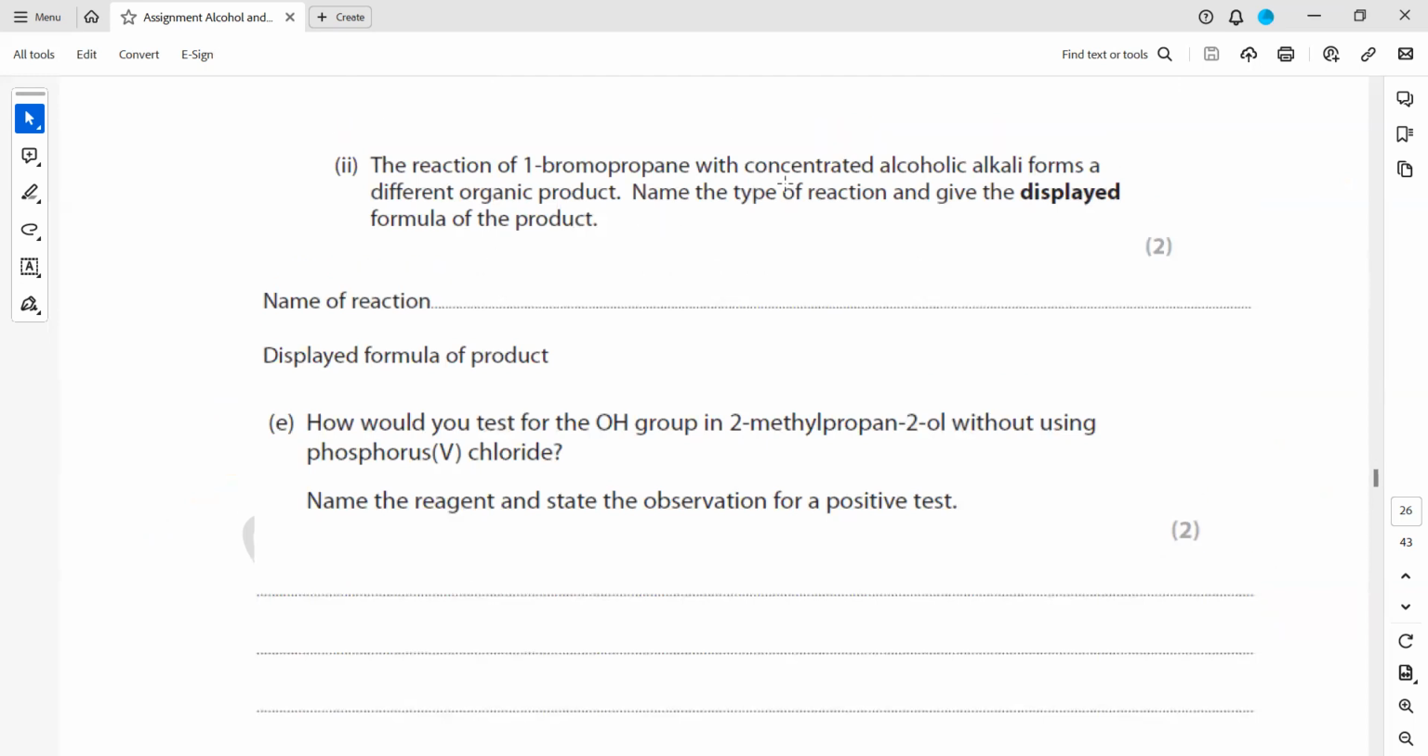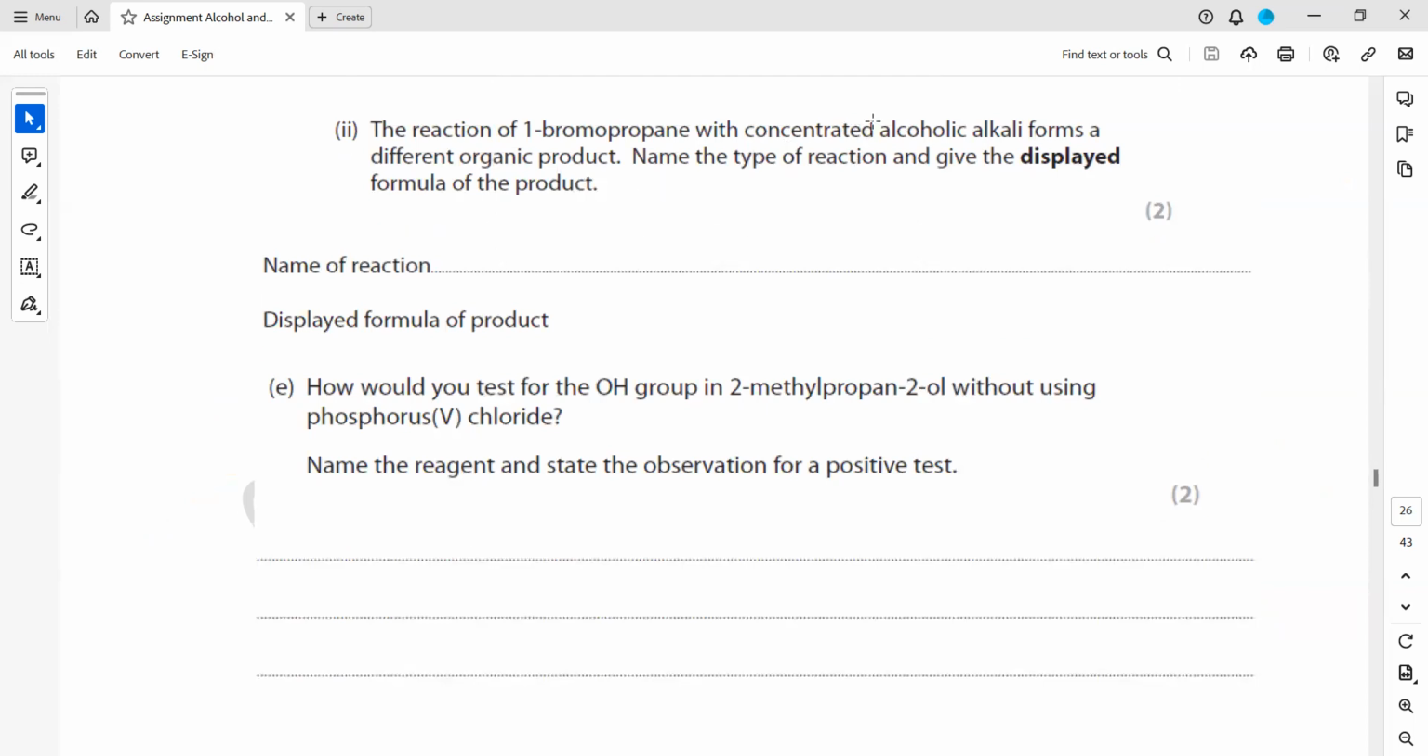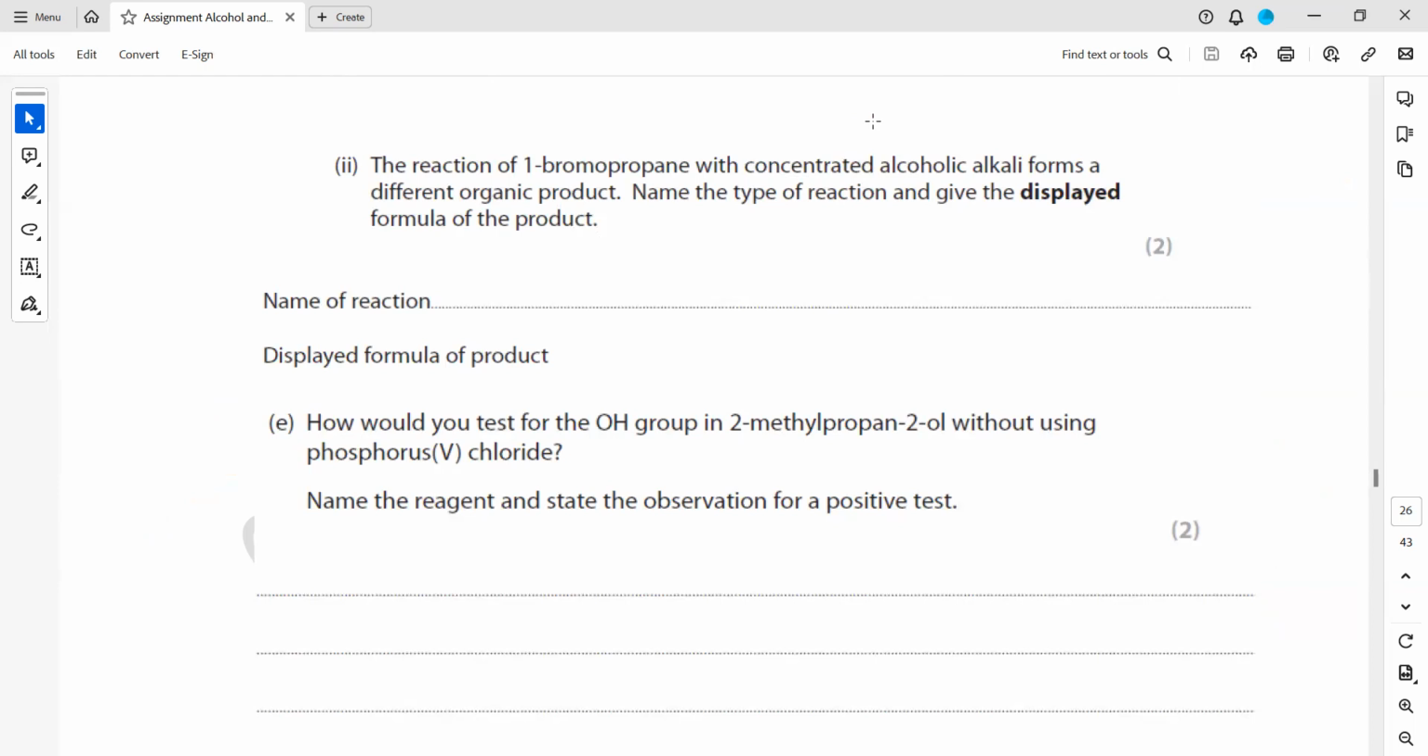Now the reaction of 1-bromopropane with concentrated alcoholic potassium hydroxide. So now we are using an alcoholic alkali. If we use alcoholic potassium hydroxide, then an elimination reaction happens. So name the type of reaction: it will be elimination.